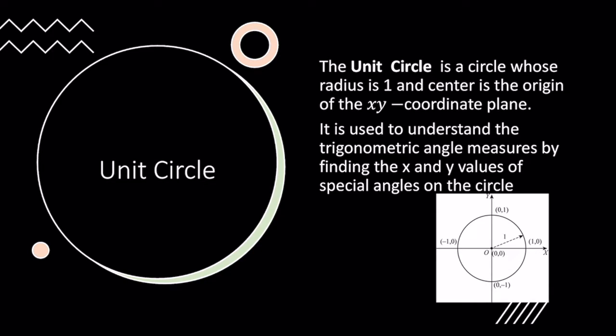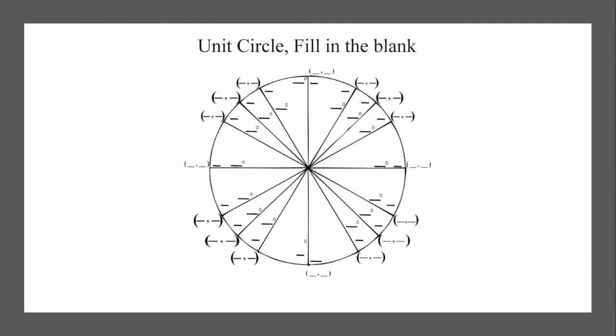So friendly reminder that the unit circle is a circle whose radius is 1 and its center is the origin of the XY coordinate plane. And we use the unit circle to understand and find the trigonometric angle measures by finding the x and y values of points on the circle for special angles like 45 degrees, 30 degrees, 60 degrees, 90 degrees, and so on. So let's practice filling out our unit circle.